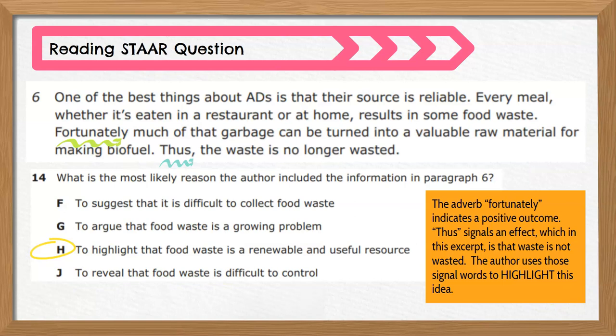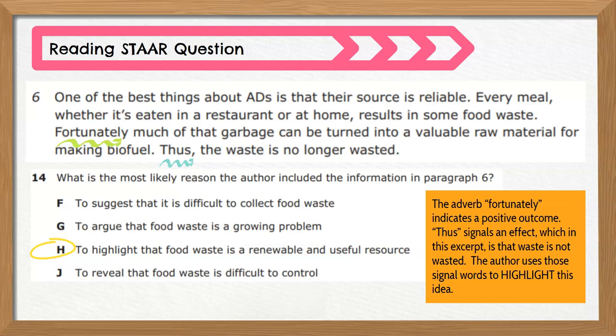And here it is on the star reading test. The informational text says, one of the best things about ADs is that their source is reliable. Every meal, whether it's eaten in a restaurant or at home, results in some food waste. Fortunately, much of that garbage can be turned into a valuable raw material for making biofuel. Thus, the waste is no longer wasted. The question asks, what is the most likely reason the author included the information in paragraph 6?